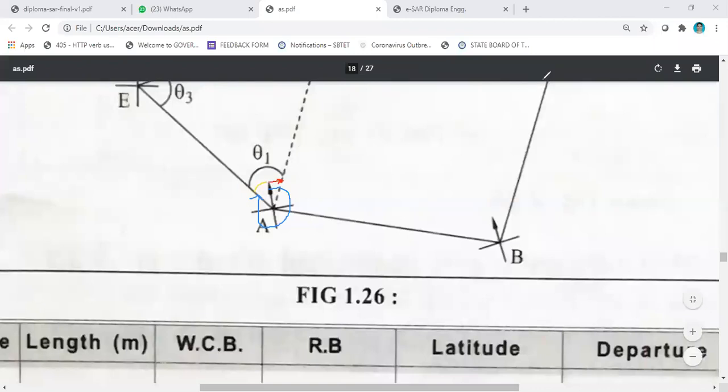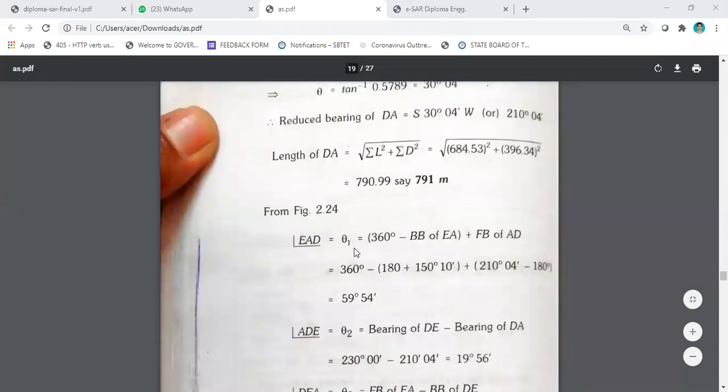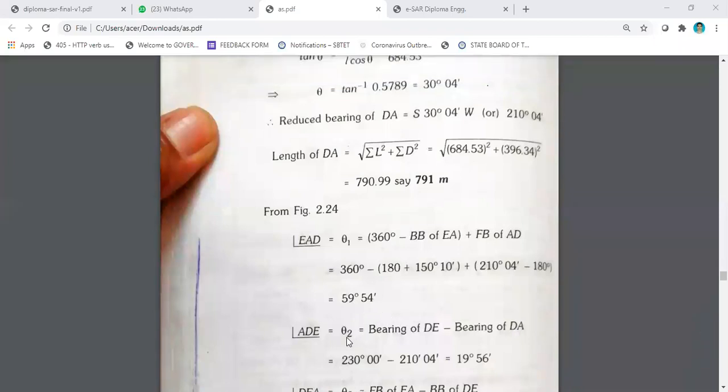The same thing applied over here. Okay, clear. Fine. We'll go back here. Theta 1 is equal to 360 minus back bearing of EA plus forebearing of AD. When you add the total, you will get 59 degrees and 54 minutes.